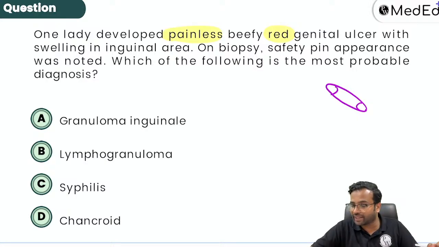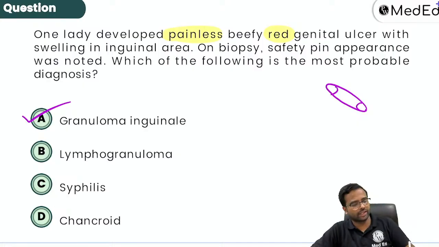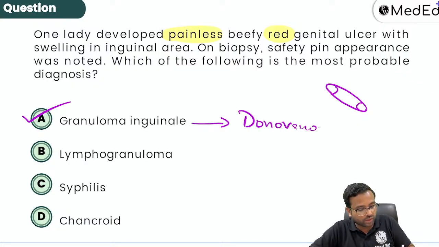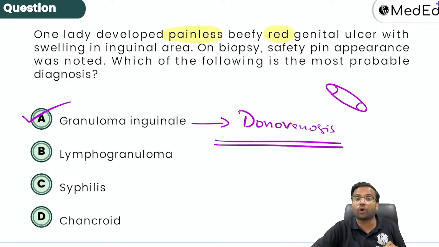Who can give me the right answer? A lot of you are saying it as option A. So why do you say it as option A? Because granuloma inguinale, it is the old name of this disease. And what is the better name for this disease called granuloma inguinale? Yeah, this is called as donovanosis. It is called as donovanosis.